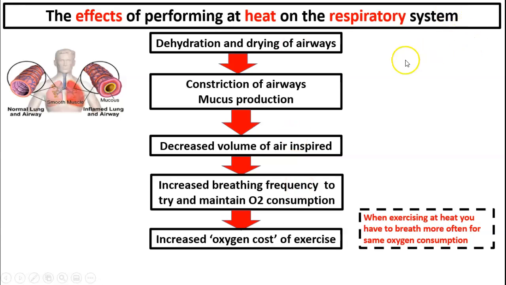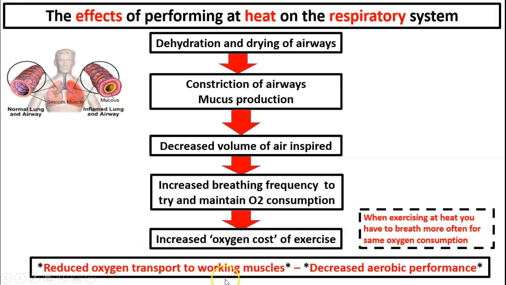Okay, and then to finish that off, what does that mean in terms of a net effect? This is going to again reduce oxygen transport to working muscles, which will then decrease our aerobic performance as a net effect. Okay, so hopefully you can see how that happens. So we're starting off here with dehydration and drying. That causes the constriction via mucus production, and then the volume of air going in decreases. That means that we have to breathe more often to try and maintain oxygen consumption, which increases the oxygen cost. Okay, so that's the process and the net effect down here.